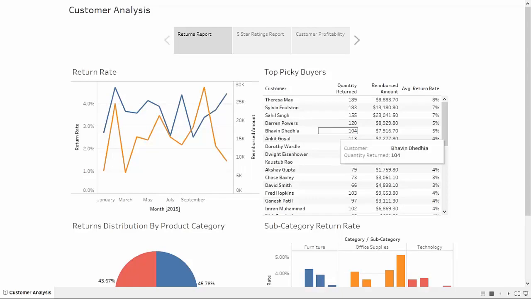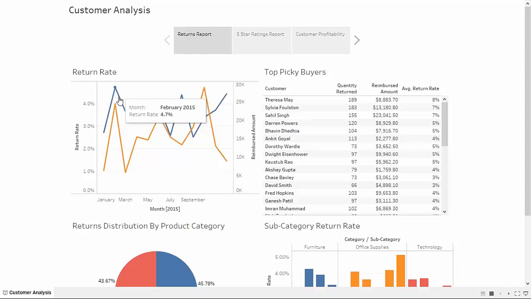Now the first and most important KPI, the key performance indicator, here is return rate. Return rate is the number of returns that a customer or your entire customer body had divided by the total number of transactions. You can see it goes up and down based on how well you have performed in meeting customers' expectations with your products. The orange line here represents the reimbursement amount that you had to incur when the customers return these products.